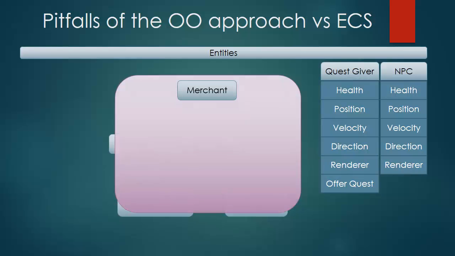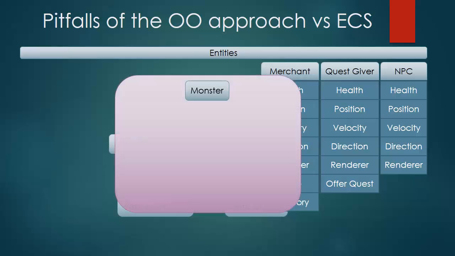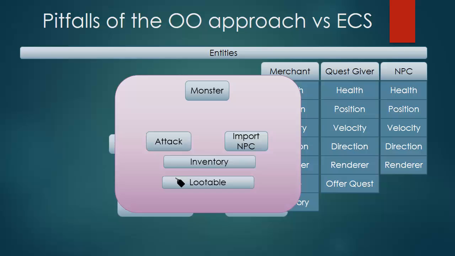So merchant is very similar. We're going to import the NPC, we're going to add trading, we're going to add an inventory, and we'll throw that to the side. Monsters are basically the same again, so we're just going to import NPC, and we're going to add an attack this time though, and add an inventory, and then we're going to add a tag that says lootable.